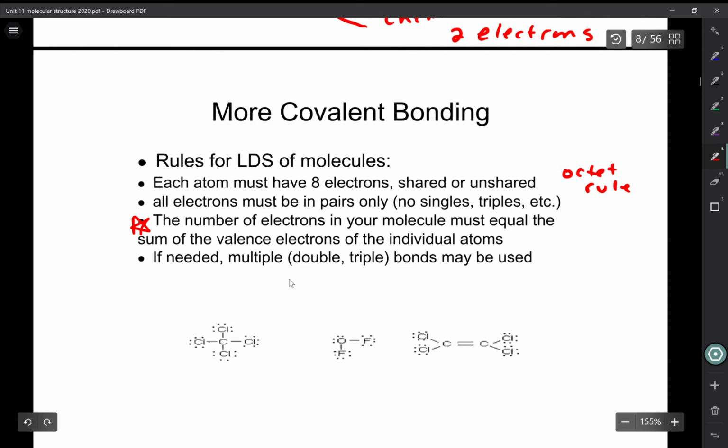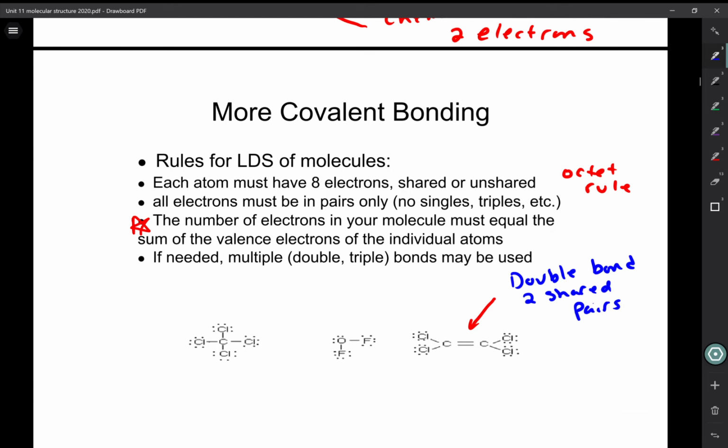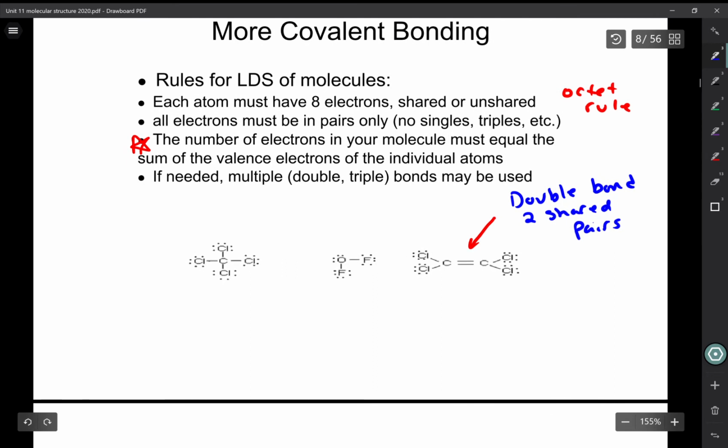Now this last one, we'll do some examples later on as well. If we need to satisfy these octet rules, we may have to use some multiple bonds. Those are double bonds, and there can be triple bonds. So one example right here, you see the two lines there. This is a double bond. That means it has two shared pairs of electrons, right? A total of 4 electrons. And we'll do a couple examples where you'll see when you need that and how we write that out. So we'll do a couple of basic molecules here so you get the hang of it.